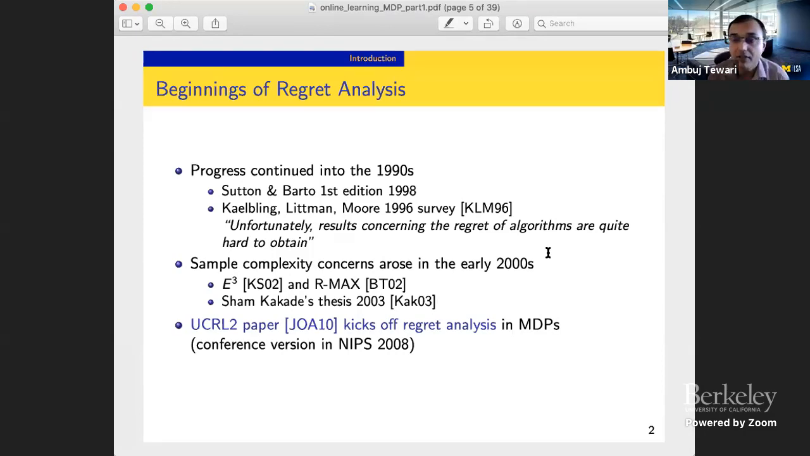So a landmark algorithm was this algorithm called E-cubed, which I'll talk very briefly about, and another related algorithm called R-Max. And then another milestone was Sham Kakade's thesis in 2003, this thesis was also mentioned in Mendy's talk yesterday. And then the focus of today's presentation is the UCRL2 paper, three authors, published in JMLR 2010. And it really kicked off this area of rigorous regret analysis in MDPs, using one long interaction with the MDP. So no resets, we're not in the episodic setting. And there was an earlier conference version in 2008. So that's historically where we are situated, the paper that we are going to look at.